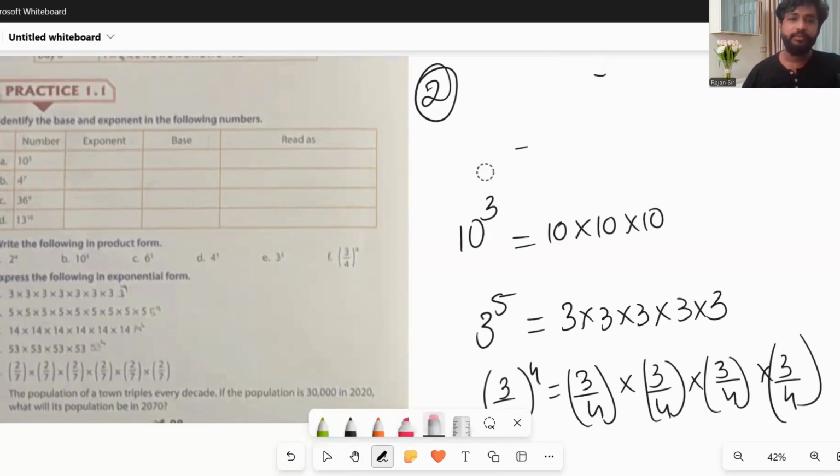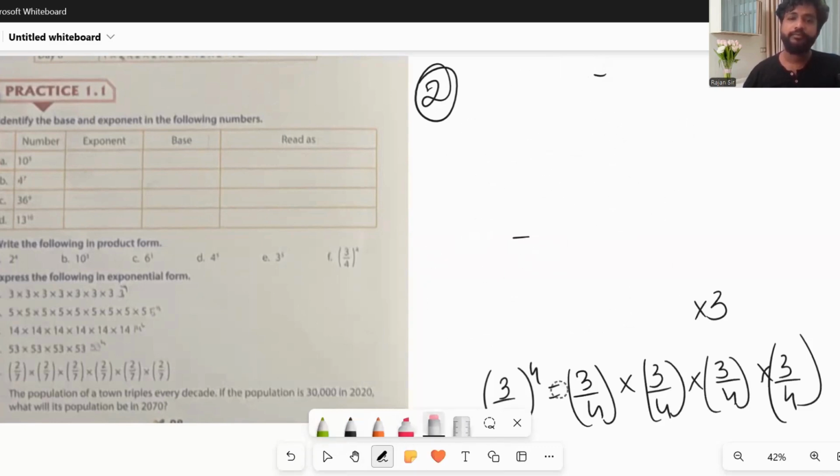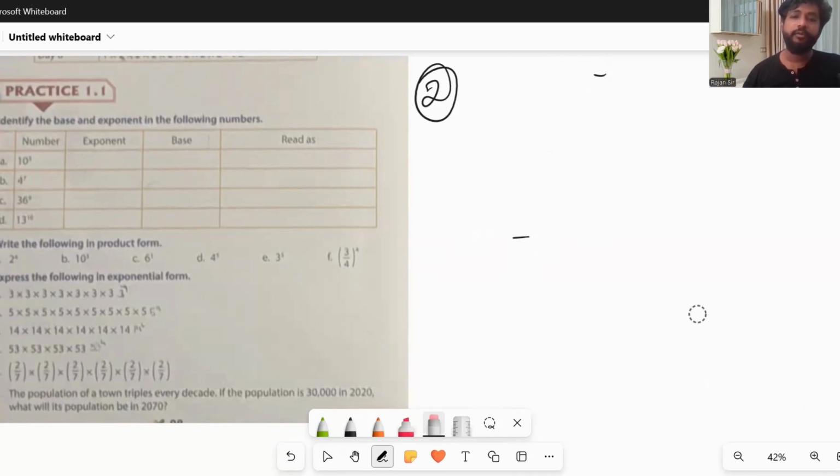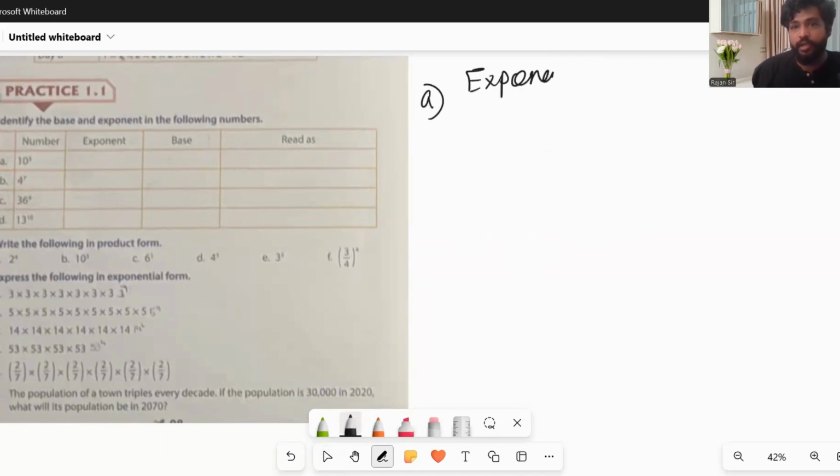So let's move to the next part, and we call it exponential form. Exponential form is when you write it in the form a to the power b or a raised to b. Okay, people make a lot of mistakes over here when we say exponential form.